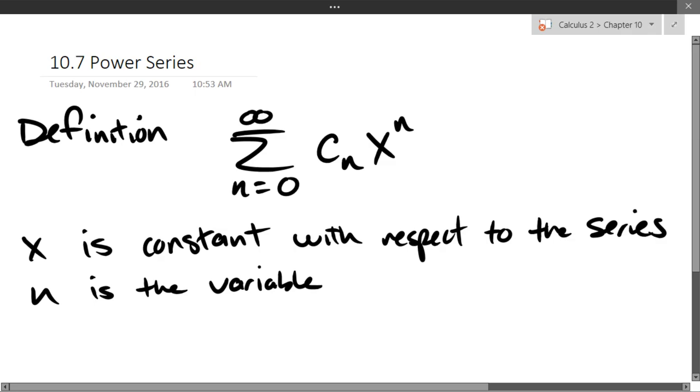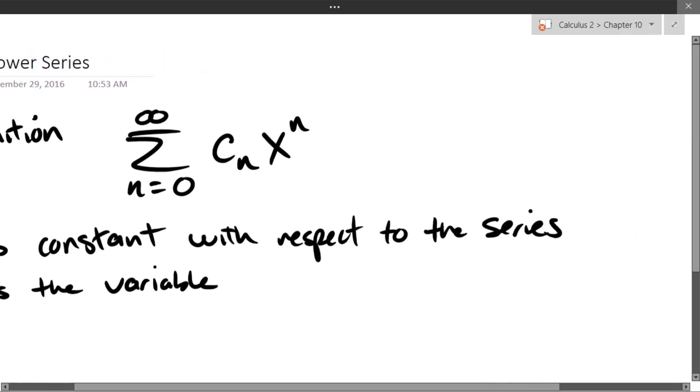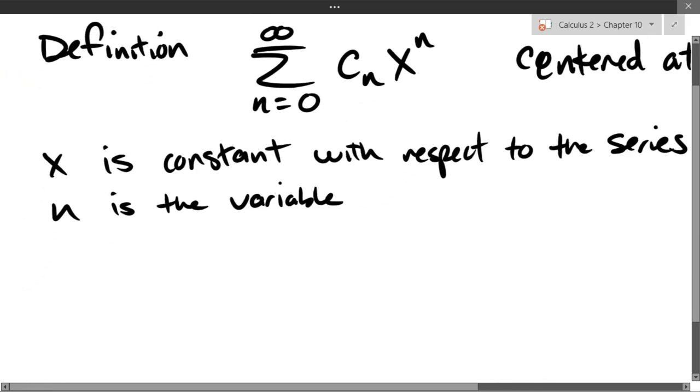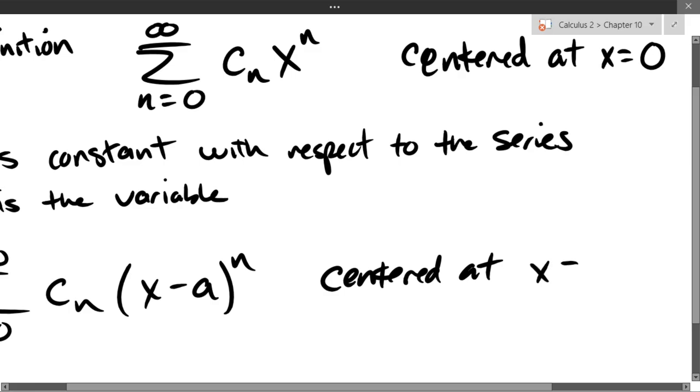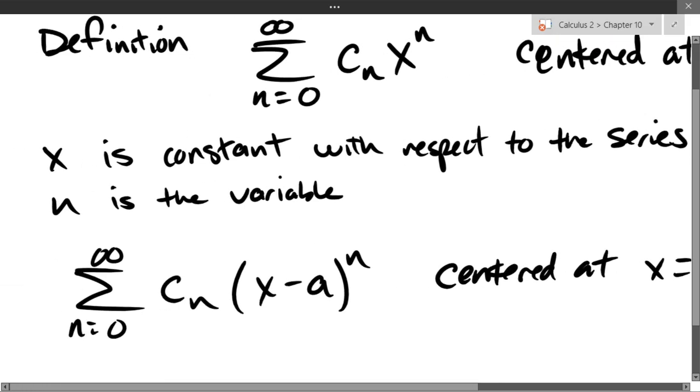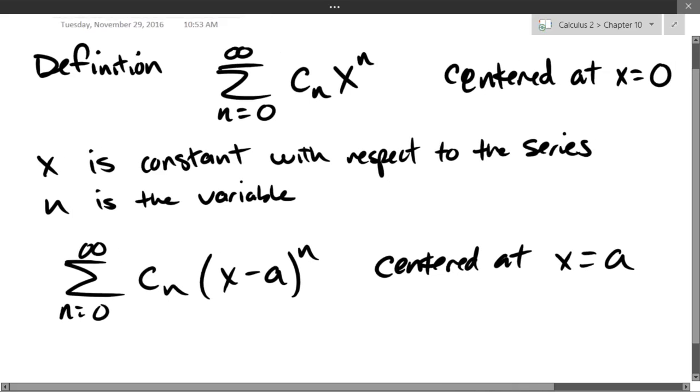So here's one. This power series I wrote down is centered at 0. Which won't make sense until I write down one that's not centered at 0. So that first one will be centered at 0. And if it's not centered at 0, it will look like this. And this is centered at a. So here we have x minus a to the nth power.